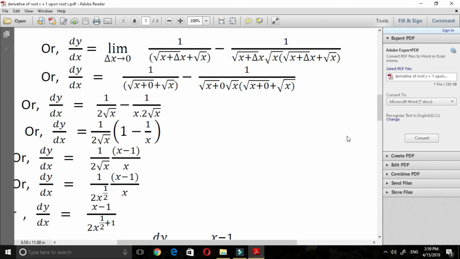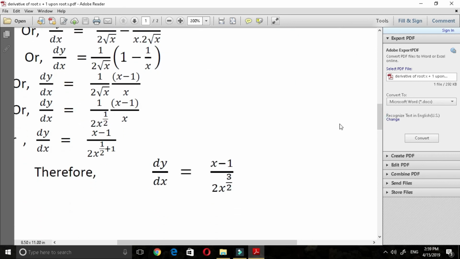We know that root x is equal to x to the power 1 by 2, and x to the power 1 by 2 into x. If the base is the same, the powers will be added. So x to the power 1 by 2 plus 1, and 1 by 2 plus 1 means 3 by 2. So the answer is dy by dx is equal to x minus 1 upon 2x to the power 3 by 2.